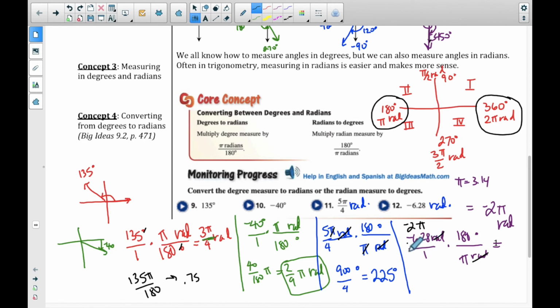Okay, so let's just get rid of that because we changed it to negative 2 pi. Now the pi and the pi cancel. The answer is negative 360 degrees. And that should make sense to us that 2 pi goes with 360, so negative 2 pi goes with negative 360.